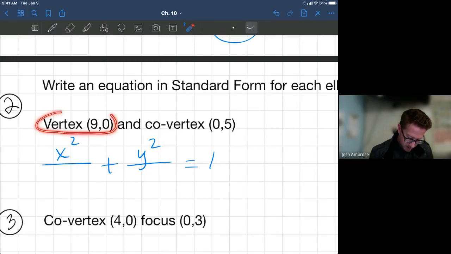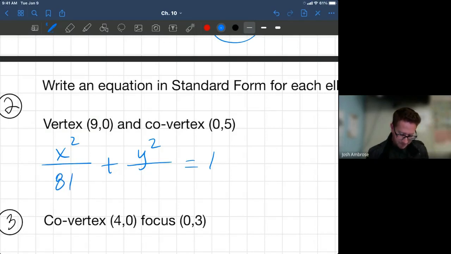Vertex with the y that's 0. We take the a value, which is 9, and we are going to be squaring the a value. Notice, look at the equation. X squared over a squared. A is 9. Square it. We're looking at 81 right there.